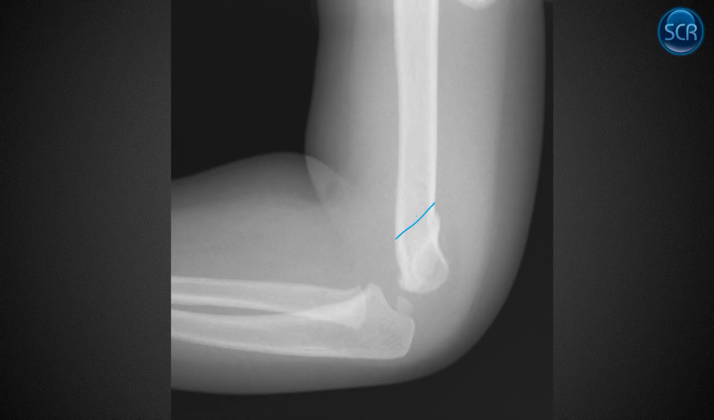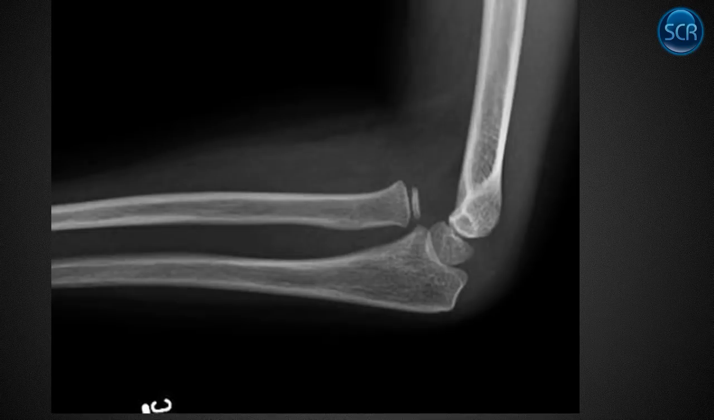So this is the fracture right here, and then this portion bent backwards. So that's essentially what happened. And so that's a supracondylar fracture, so that needs to see an ortho, be casted, etc.